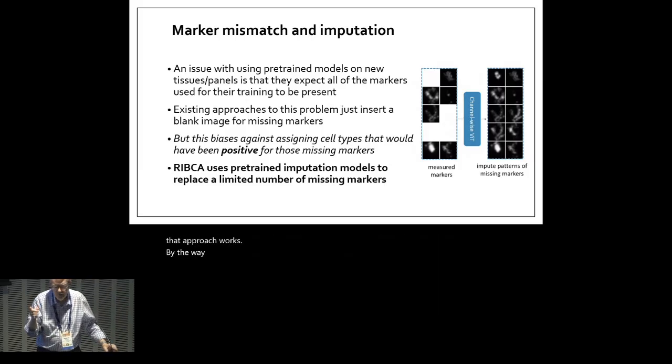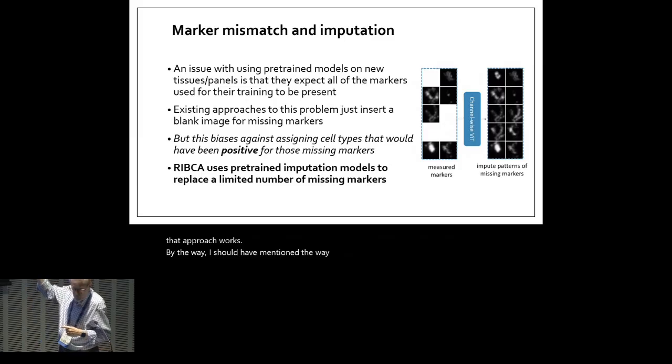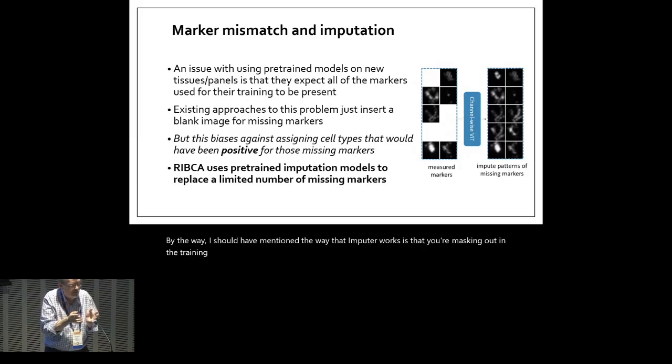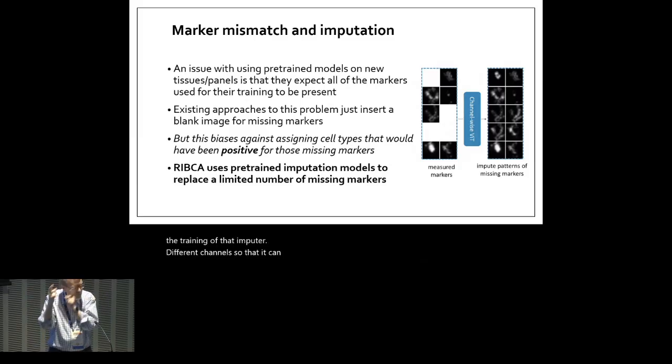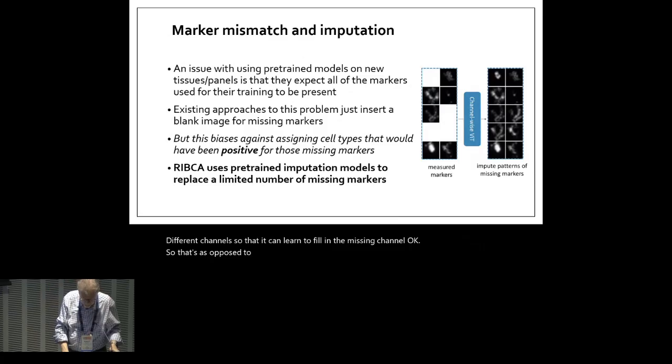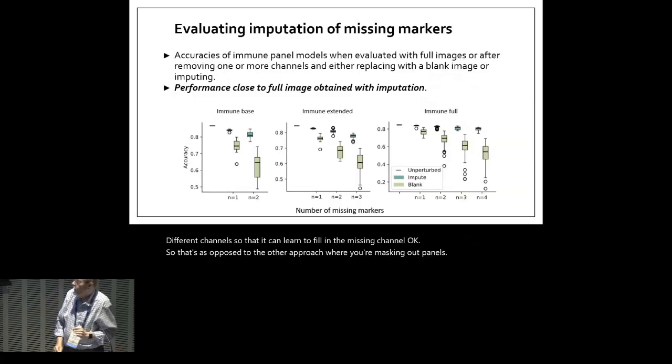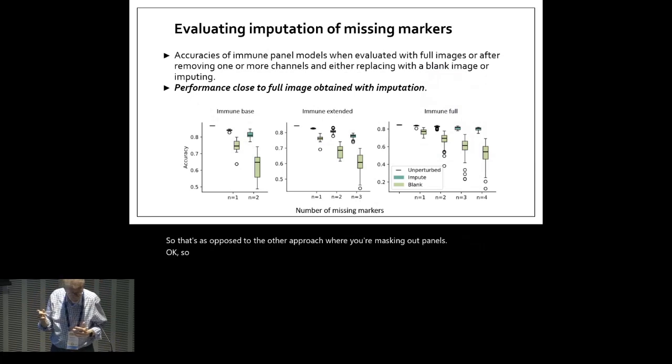By the way, I should have mentioned, the way that imputer works is that you're masking out in the training of that imputer different channels so that it can learn to fill in the missing channel, okay? So that's as opposed to the other approach where you're masking out panels. Okay, so the interesting thing was that this worked.